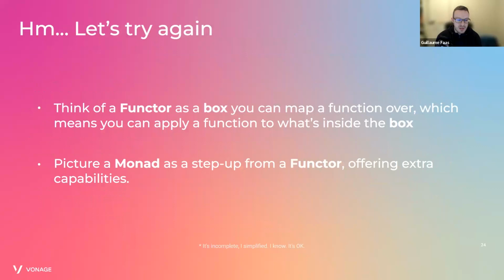In order to do that, I need to start with functors. First off, you can imagine a functor as a box on which you can map a function. And this function can transform a value that is inside the box. This is basically a functor. Why do we care about explaining what a functor is? It's because a monad is like a superpowered functor. It's a functor with something else.